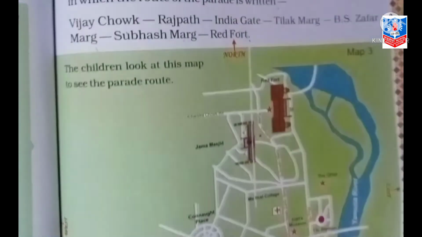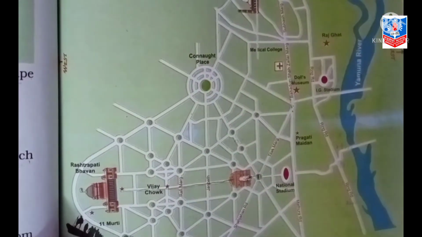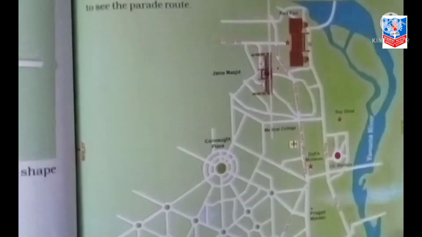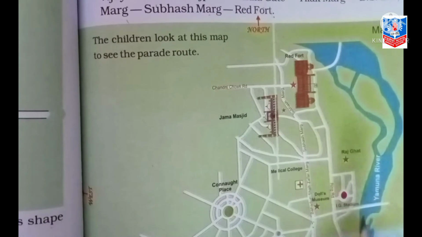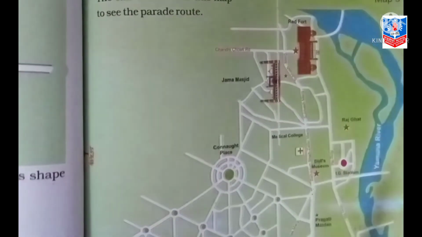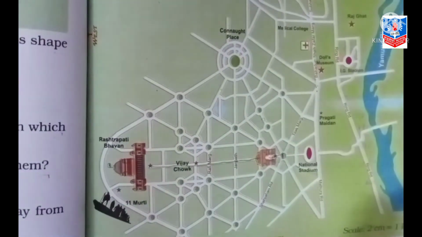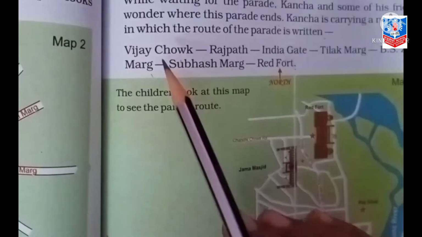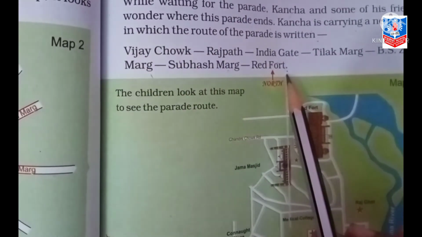Okay. Now map number 3 is given. You have to answer some questions given on the next page. Now our first question is, trace the route of the parade in map 3. Now in this map you have to trace the route of the parade. Okay. Now the parade starts from Vijay Chowk and ends in Red Fort.